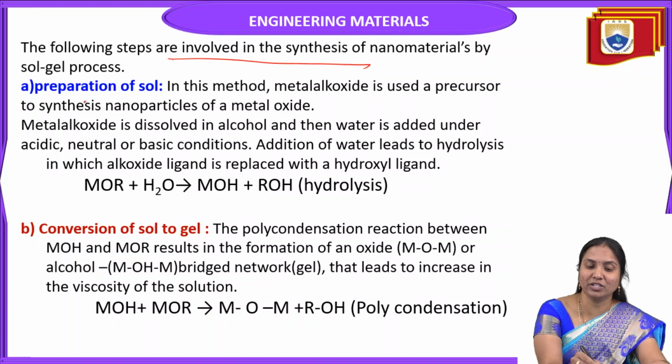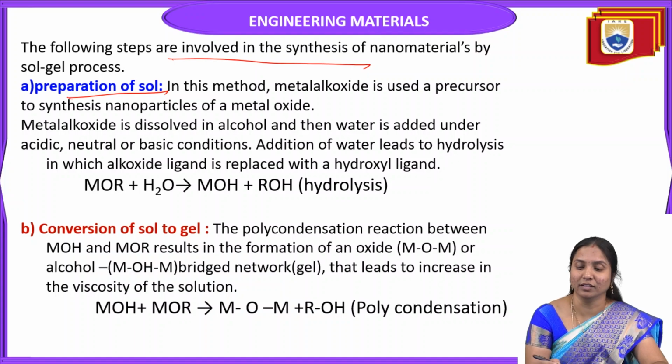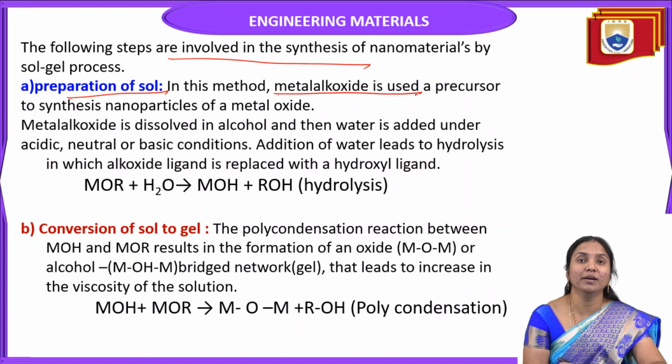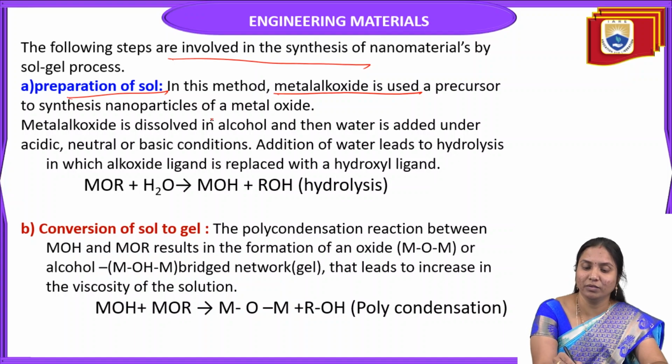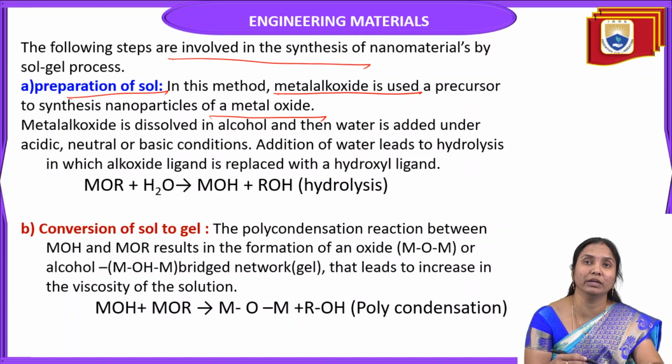The first step is preparation of sol. In this method, metal alkoxide is used as a precursor, that means starting material, to synthesize nanoparticles of metal oxide. So in the sol-gel method, we synthesize metal oxide nanoparticles or nanomaterials.